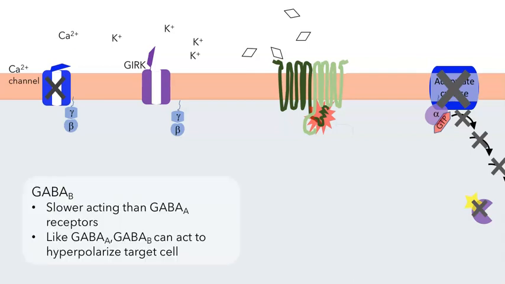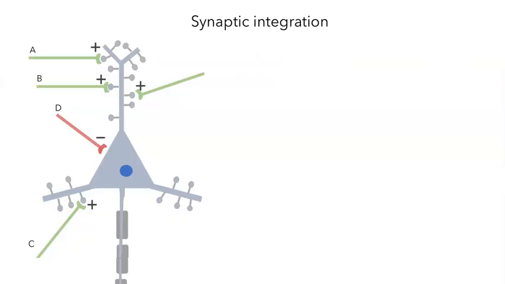So the actions of the GABA B class of receptors will be slower than the ionotropic GABA A receptors, but like the GABA A class, activation of this cascade can lead to the cell getting more negative. It'll hyperpolarize. Well, let me close by talking then a little bit about synaptic integration. Recall that neurons have many different inputs.